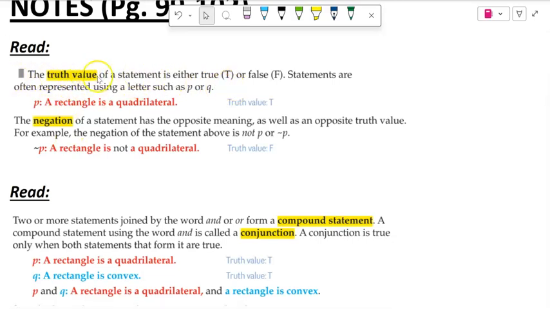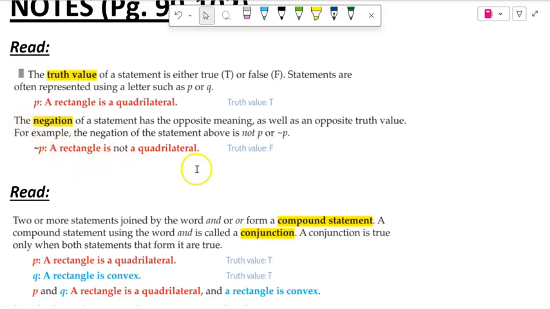The truth value of the statement is either true, T, or false, F. Statements are often represented using a letter such as P or Q. And then read P for me. P, a rectangle, is a quadrilateral. Very good. Wesley, go ahead and read the second one here.